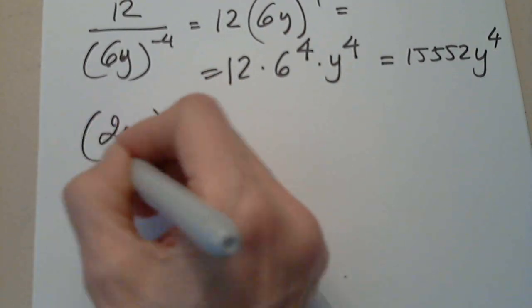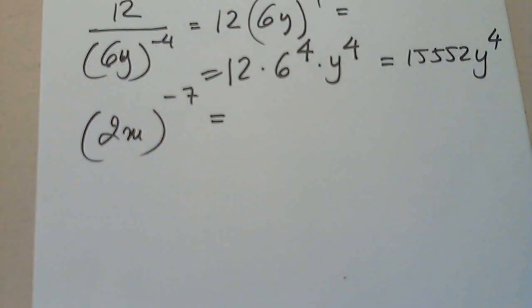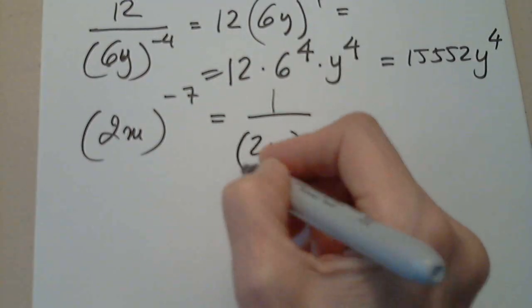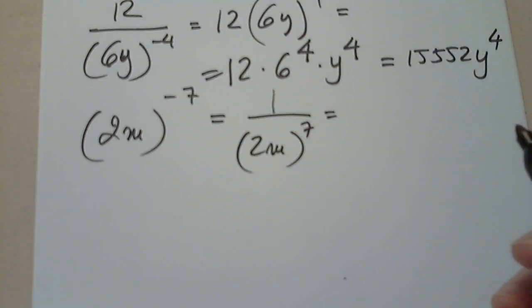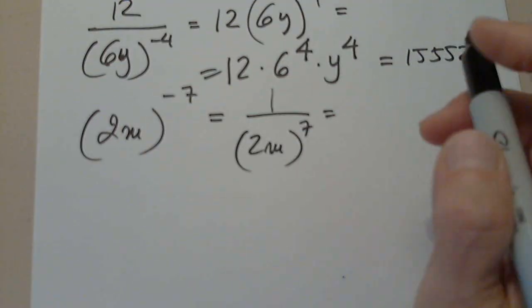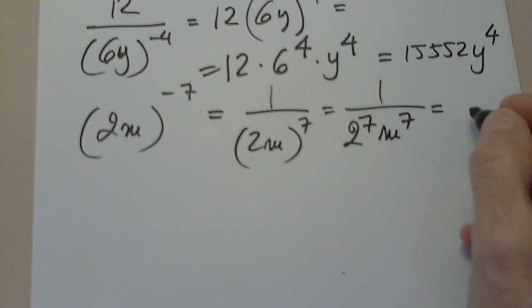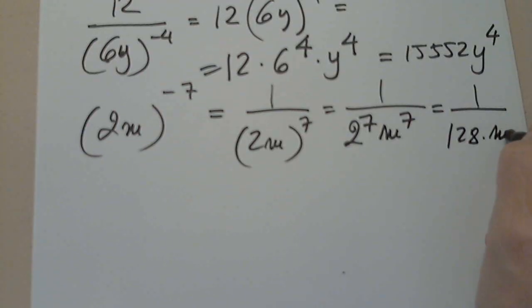Let's practice 2m to the negative 7 power. Can anyone help? 1 over parentheses 2m to the seventh power, negative seventh power, or... Okay, seventh. Yes, it was positive. Negative in the numerator, it's positive here. So I have 2 to the 7th times m to the 7th. And 2 to the 7th, I can tell you, is 128 m to the 7th.